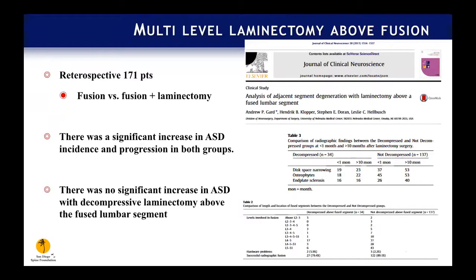Here is another one looking at the analysis of adjacent segment degeneration with laminectomy above a fused segment. I was wondering, because where I had trained prior, they would do a lot of maybe 3-4 level decompressions, complete laminectomies above a 1 or 2 level fusion without any consideration of the overall alignment. So this study looked retrospectively at 171 patients, and they found that there was no significant increase in the adjacent segment disease with a decompressive laminectomy above a fused lumbar segment.